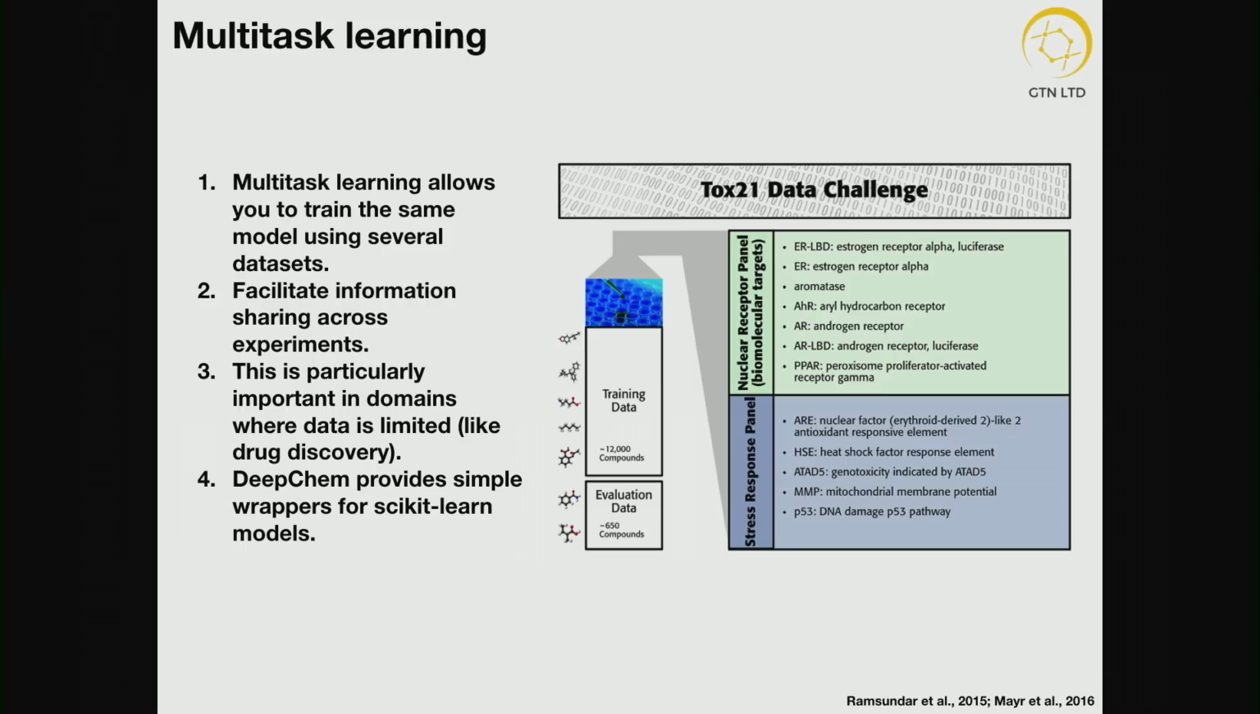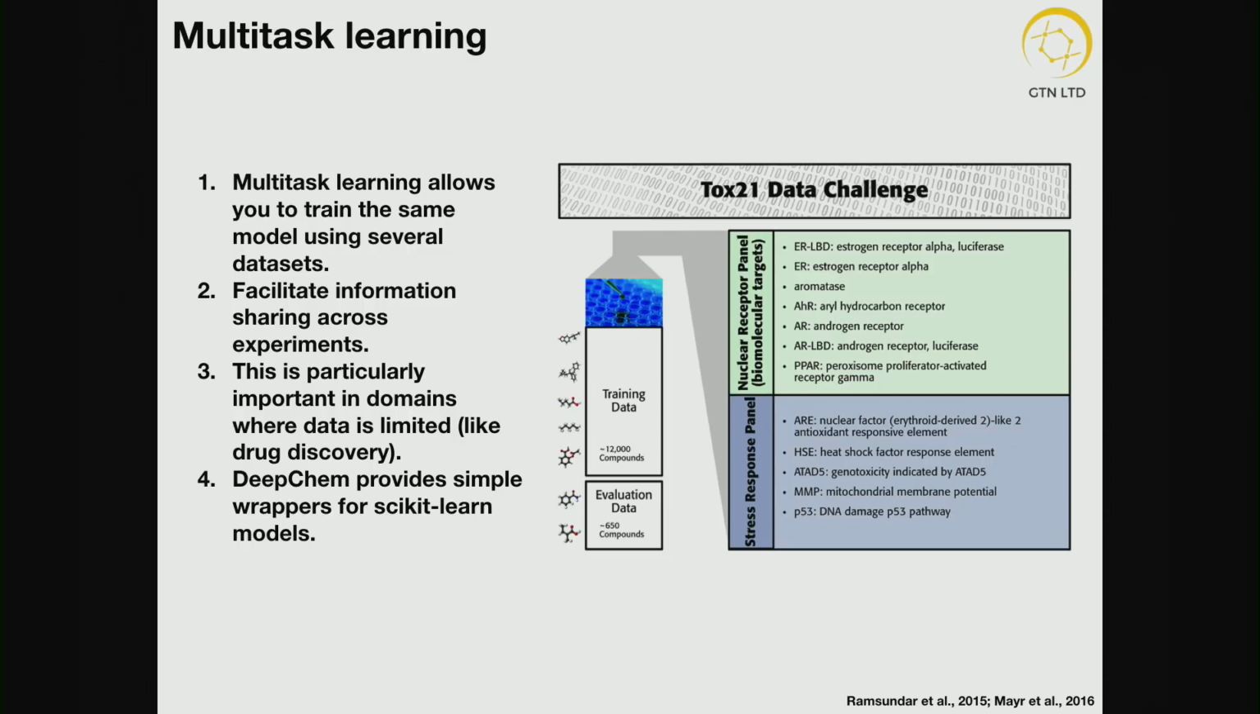Another point to make here too is something called multitask learning. This is another tool that DeepChem provides for you. It allows you to train the same model using many different data sets. Essentially it allows you to leverage certain assays that have a large amount of data, and they can help improve results on assays that have, say, a smaller amount of data or something like this.